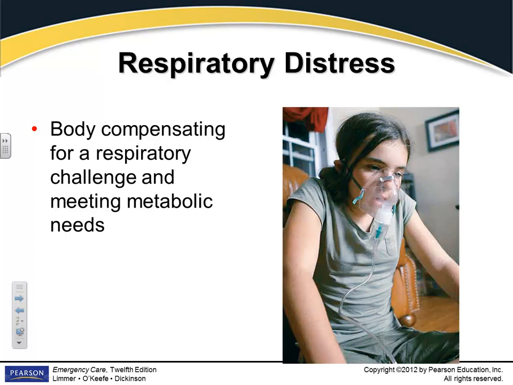Okay, this young lady is in respiratory distress. Now, distress is going to be our least critical level of respiratory issue. She's in respiratory distress. She's compensating. How is she compensating for this?